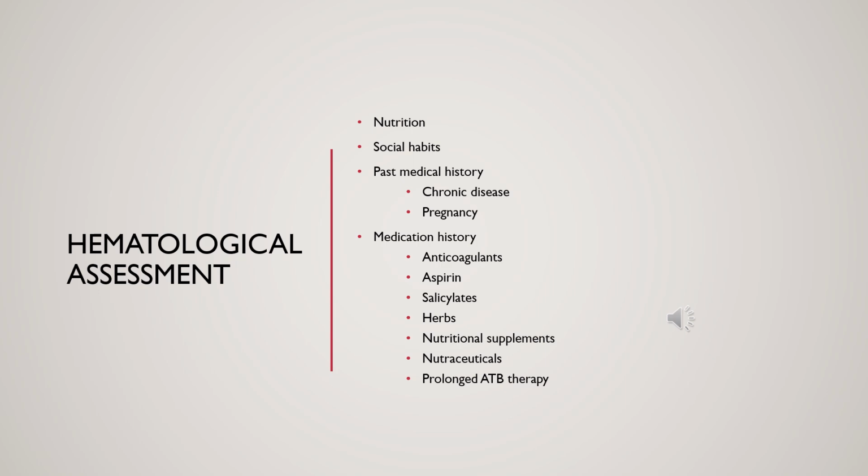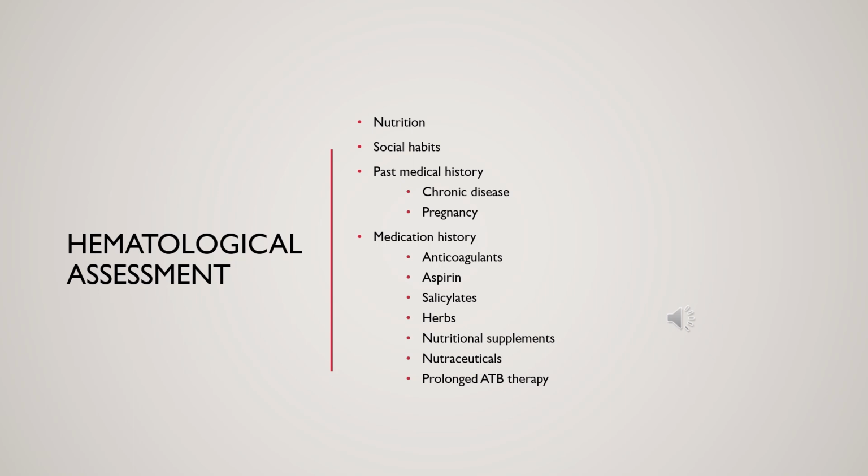We want to look at diets high in fat, carbohydrates, and low in protein, iron, and vitamins because this can decrease the function of all blood cells and potentially lead to different types of anemia. We want to ask about the use of tobacco, alcohol, and other recreational drugs. Chronic alcohol use is associated with nutritional deficiencies and liver impairment, both of which can decrease the ability of the blood to clot. Obtain the patient's medical history, being sure to ask about any chronic diseases.